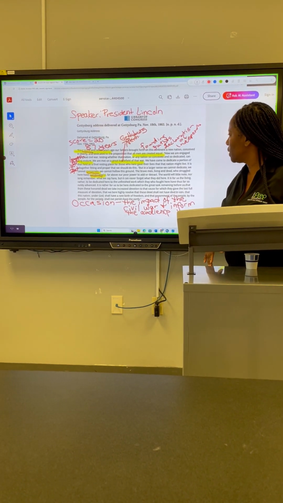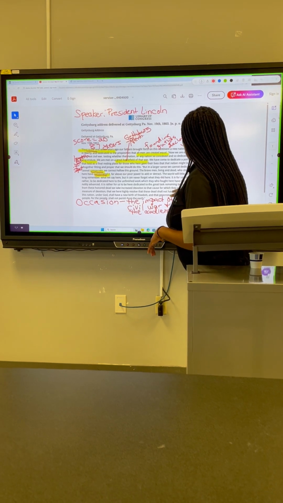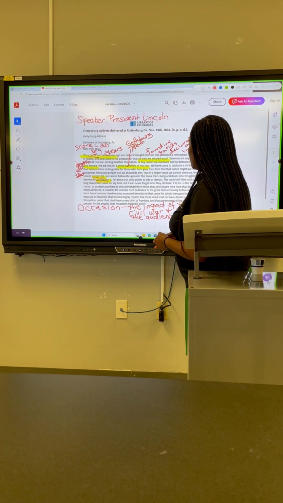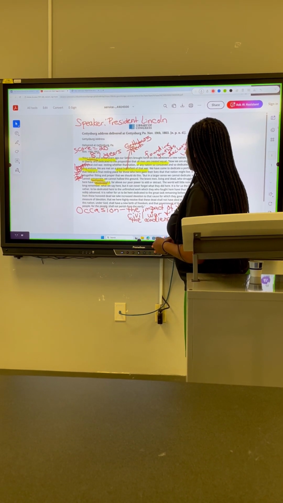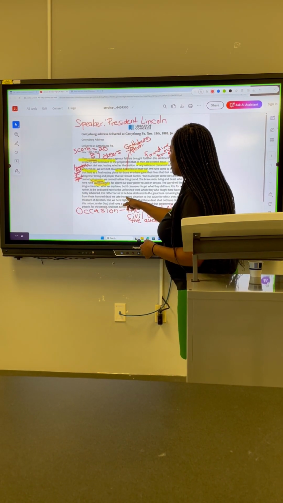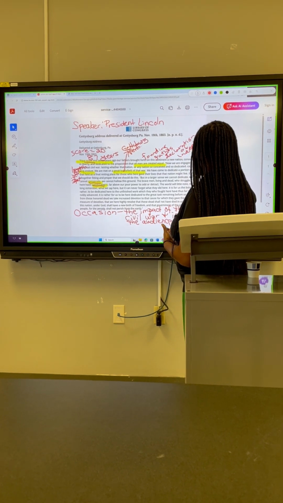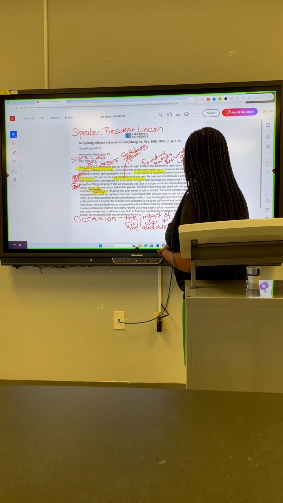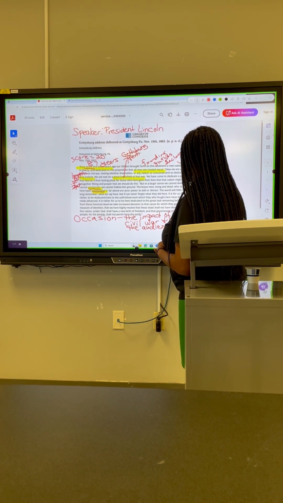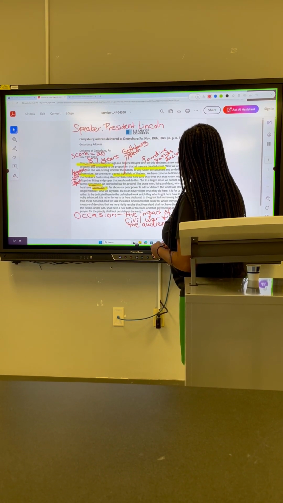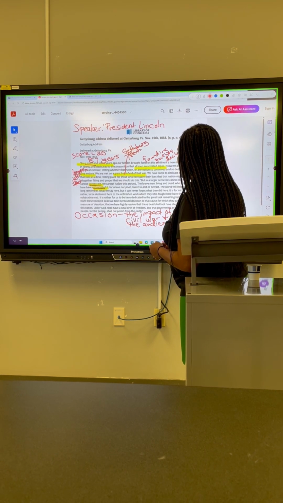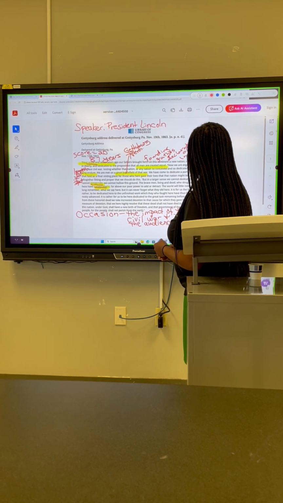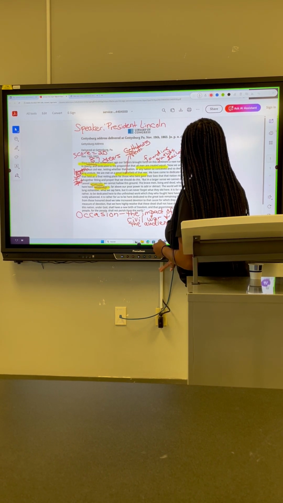So I'll continue to read. The world will little note nor long remember what we say here, but it can never forget what they did here. It is for us, the living, rather to be dedicated here to the unfinished work which they who fought here have thus far so nobly advanced. It is rather for us to be here dedicated to the great task remaining before us, that from these honored dead we take increased devotion to that cause for which they gave the last full measure of devotion. And I'm going to stop there.